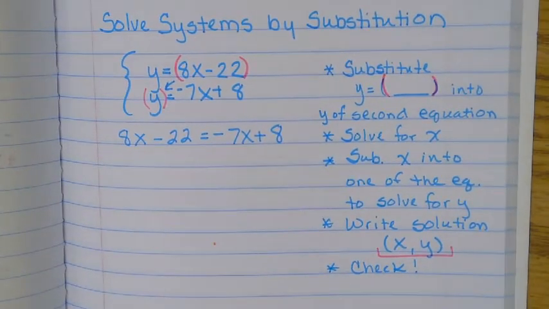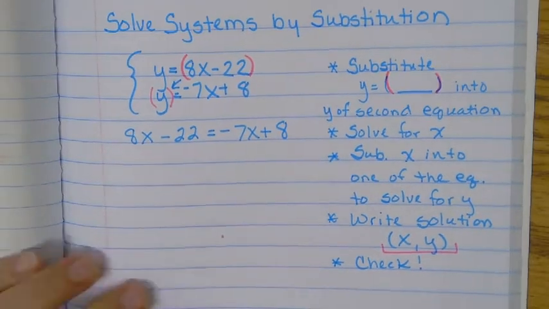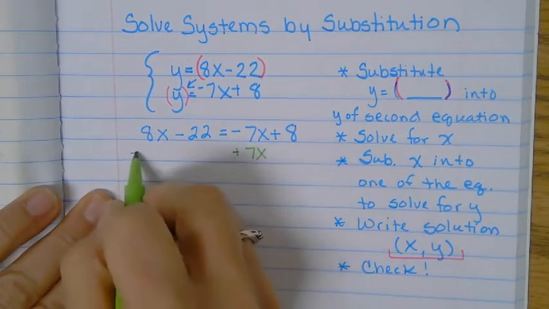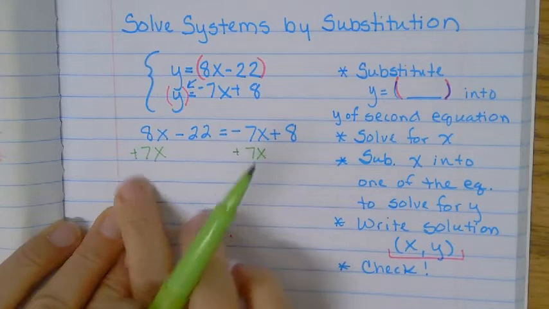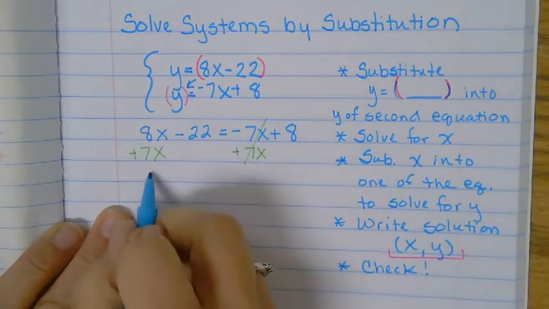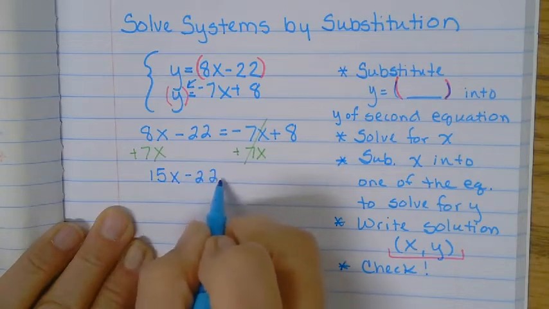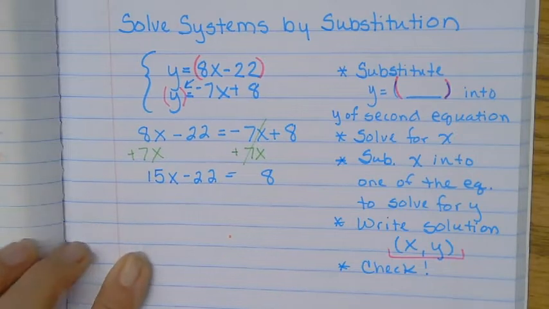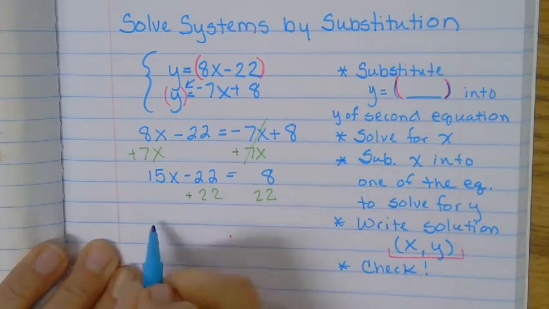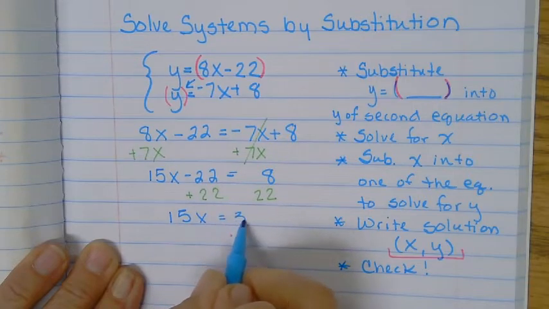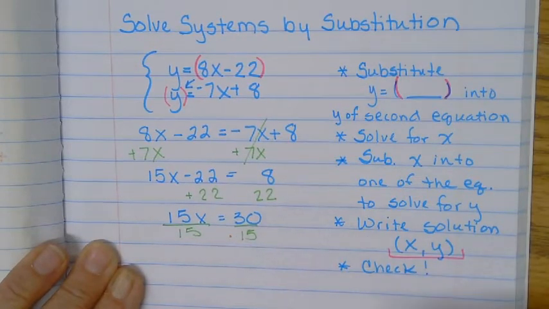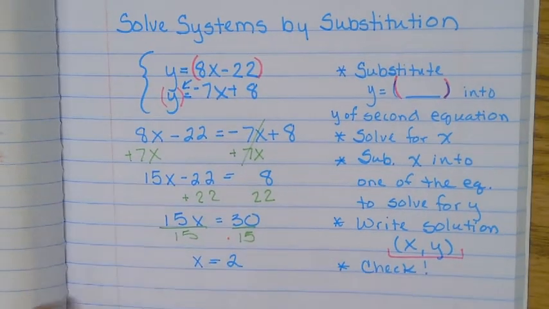Now we just pull out our old algebra tricks. This is a simple solve-the-equation. I'm going to move the variable first. Actually, I'm going to move the 7 over, so that's going to cancel there. So this is going to be 15x minus 22 equals 8. Now I'm going to move the 22, plus 22. So we'll have 15x equals 30. And then what? Divide by 15. So x equals positive 2.